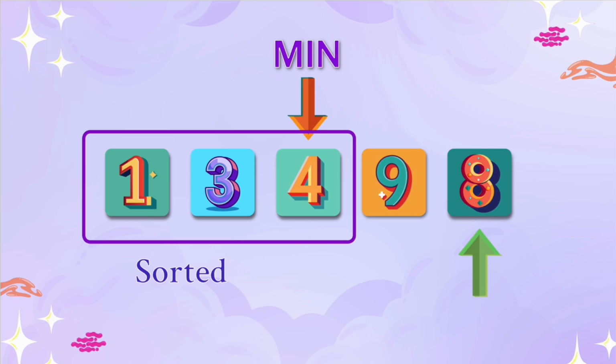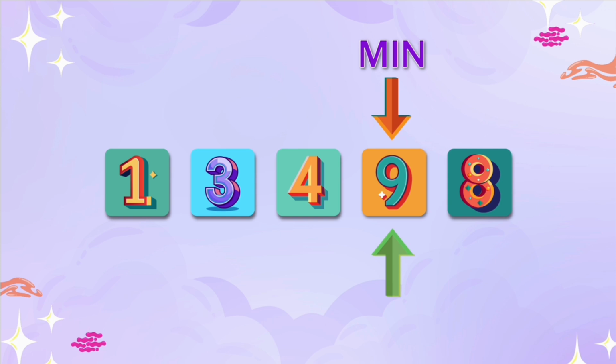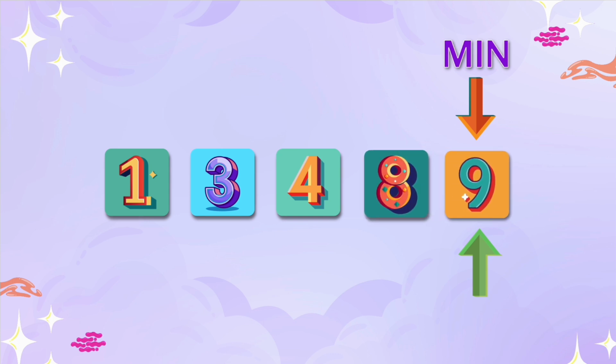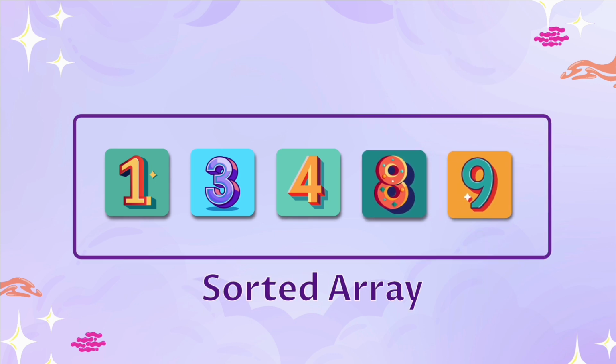In the final iteration, we mark 9 as the minimum, which is the first element of the unsorted part. We compare it with the last element, 8, and find that 8 is smaller than 9, so we swap them, placing 8 in the fourth position of the array. Now, as you can see, the entire array is sorted.